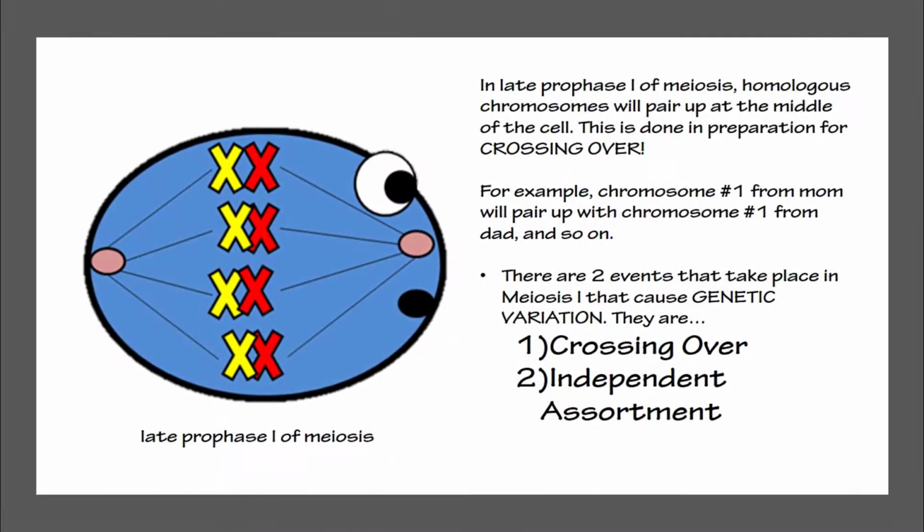In late prophase 1 of meiosis, homologous chromosomes will pair up at the middle of the cell. This is done in preparation for a process called crossing over. For example, chromosome number 1 from mom is going to pair up with chromosome number 1 from dad, and so on. There are 2 events that take place in meiosis 1 that cause genetic variation. They are crossing over and independent assortment.